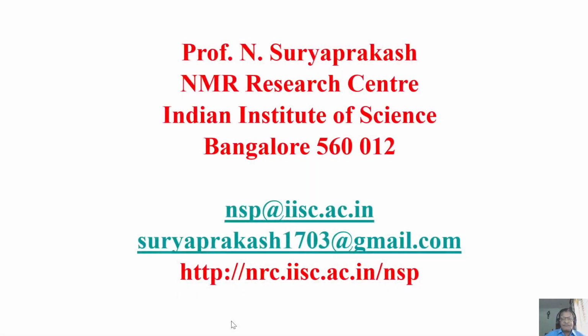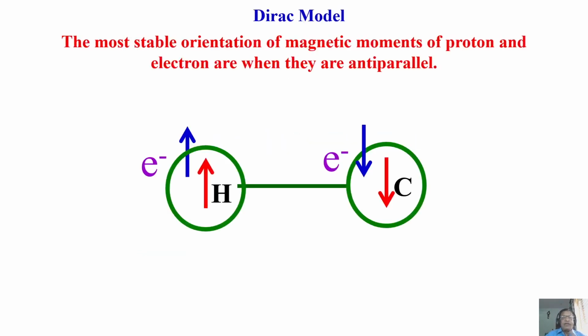Welcome back. In the last class, we discussed various things about scalar couplings and we started discussing the signs of the couplings. Remember, I mentioned how to arrive at the sign. We started looking at the first important thing using the Dirac model. What is the sign of a one-bond CH coupling?